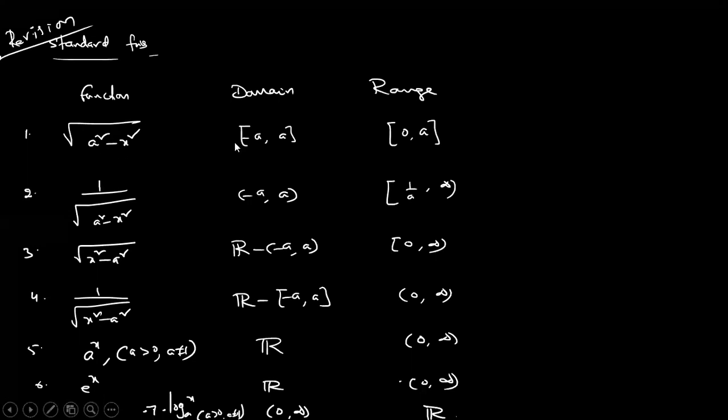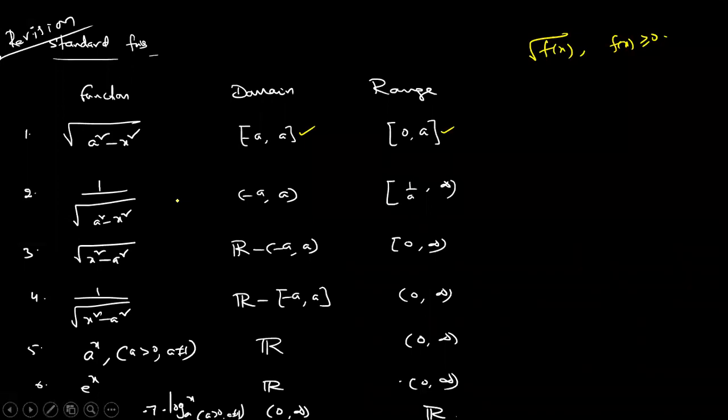See the functions, domain, range. Root over a square minus x square. For the domain, closed interval minus a comma a. Properties, I think all of you are remembering. Root f of x means what here? f of x is always greater than or equal to 0. So what is the domain here? Closed interval minus a comma a. Range is 0 comma a.